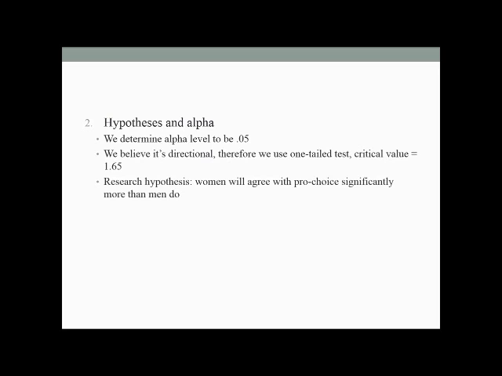Now, the research hypothesis: women will agree with pro-choice significantly more than men do. This is the symbol, so H1: mu1 bigger than mu2. The null hypothesis will be that women agree with pro-choice equally or less than men do. This is the null hypothesis: mu1 less than or equal to mu2.